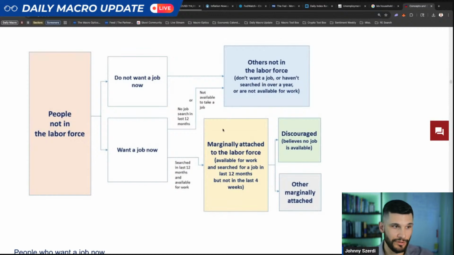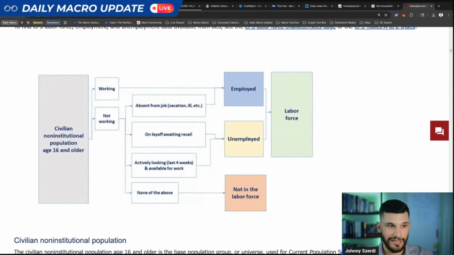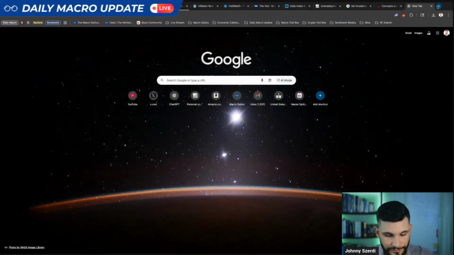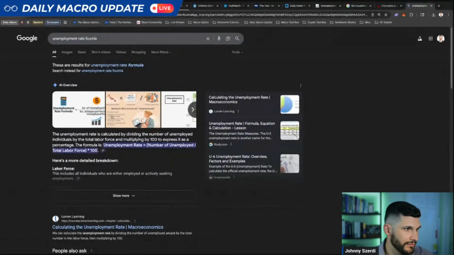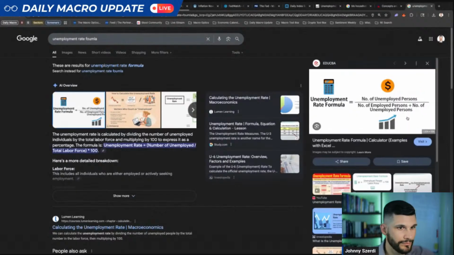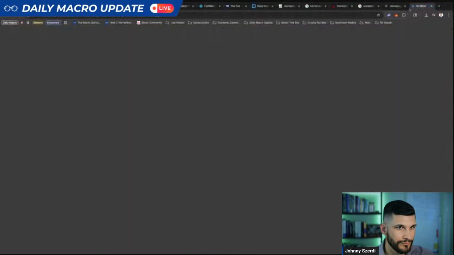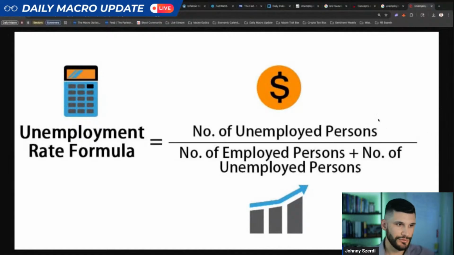So you still have a large portion who still want a job but just haven't been able to look for one. And that's really what we've been seeing: a large portion of the unemployed people have been moving from unemployed to not in the labor force. Meaning, let's just go to the unemployment rate formula. All right, here we go. You have the number of unemployed people divided by the total labor force, so employed plus unemployed people.